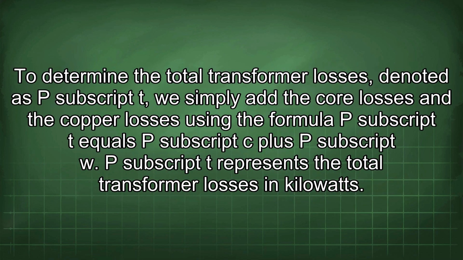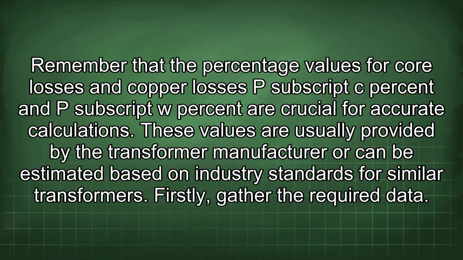To determine the total transformer losses, denoted as P_T, we simply add the core losses and the copper losses using the formula: P_T equals P_C plus P_W. P_T represents the total transformer losses in kilowatts. Remember that the percentage values for core losses and copper losses, P_C percent and P_W percent, are crucial for accurate calculations. These values are usually provided by the transformer manufacturer or can be estimated based on industry standards for similar transformers.